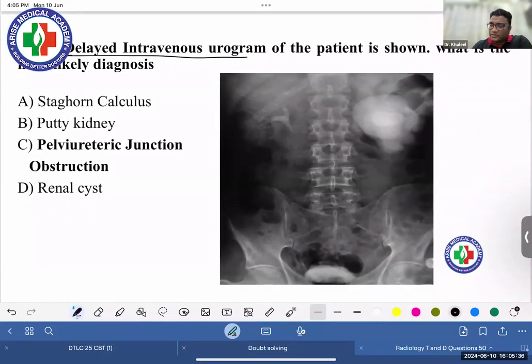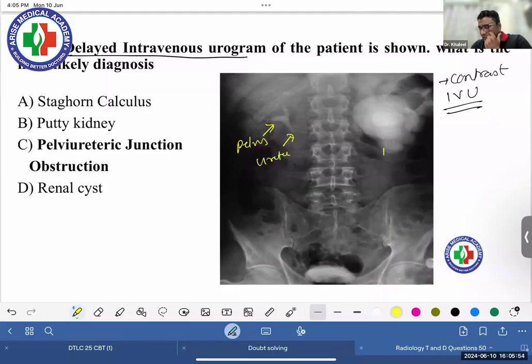What is the likely diagnosis? So this is not a plain study. This is a contrast study. It's a delayed urogram, a contrast intravenous urography study that is given to you. So you're seeing that on the right side, the pelvis, and this is the ureter that you're seeing, right? And here you can see the dilated pelvis, and I'm not seeing the ureter. That means there is some kind of obstruction here.